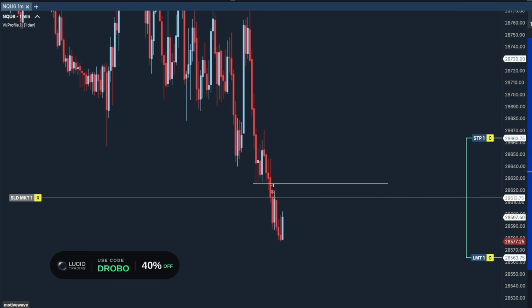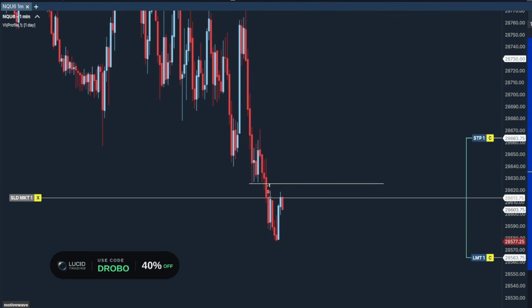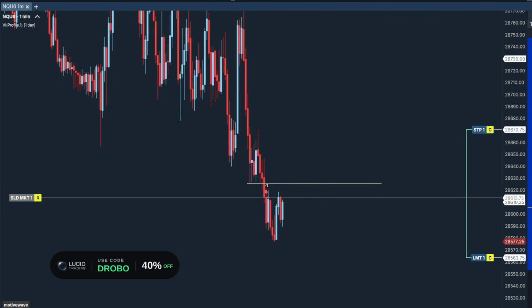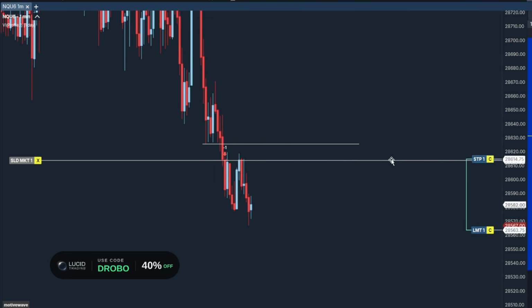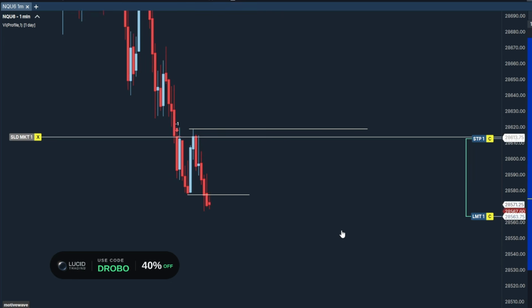You can see I also have marked out the exact break of structure, and that's just to remind me what exactly I'm targeting and to see when a candle actually does close below it. And you can see we continue on downwards until we reach full profit.